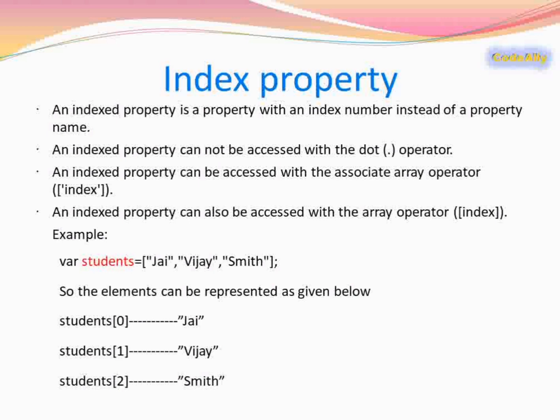So from the example you can see, if we have a variable named students which has three values, Jay, Vijay and Smith, then Jay will be represented by students and then 0. Vijay will be represented by index number 1. Smith will be represented by index number 2.